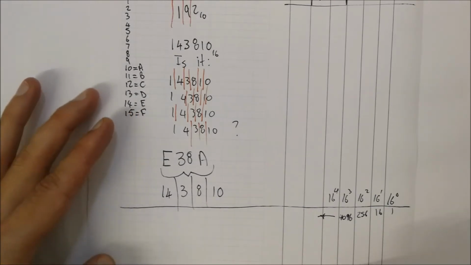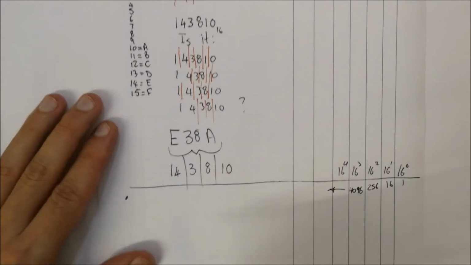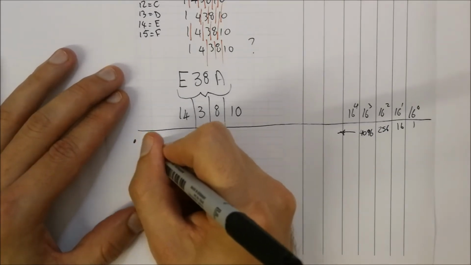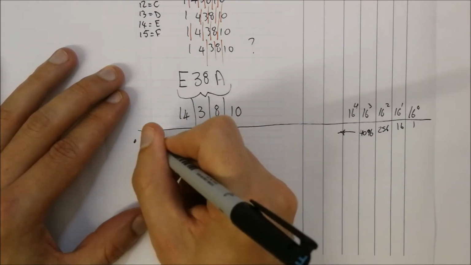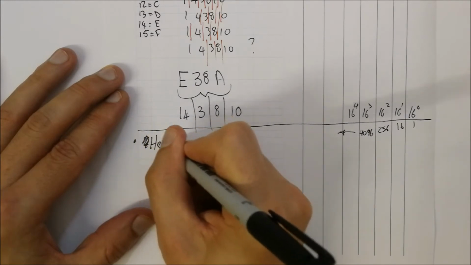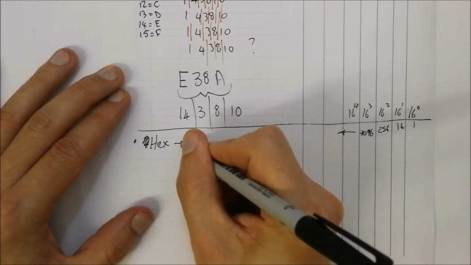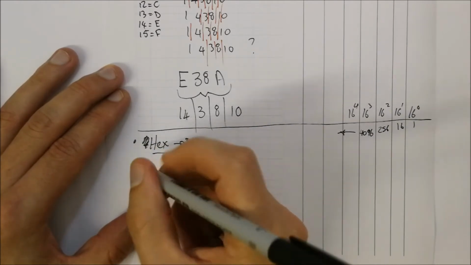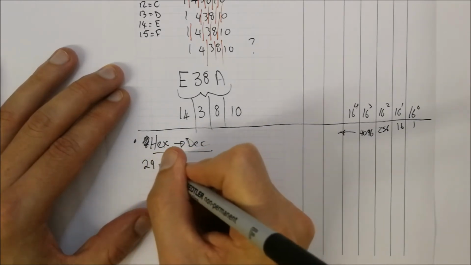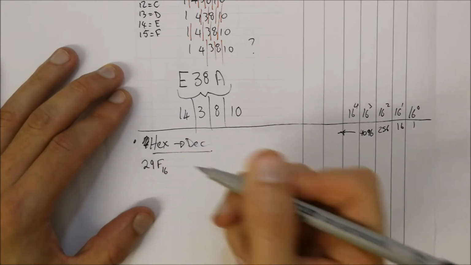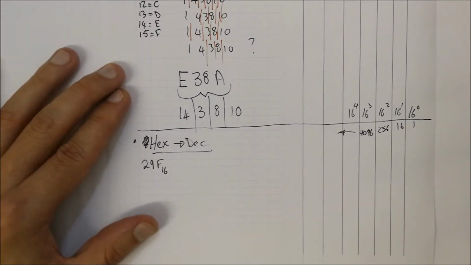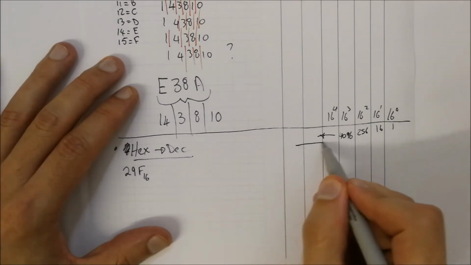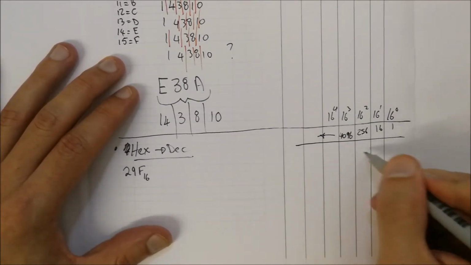Okay. So let's say we've got a problem where you're asked to convert from hexadecimal. Now we're going to be converting from hexadecimal to decimal. You've got to convert 29F. So 29F is the hexadecimal number, and essentially what we can do is again place it into our table over here.